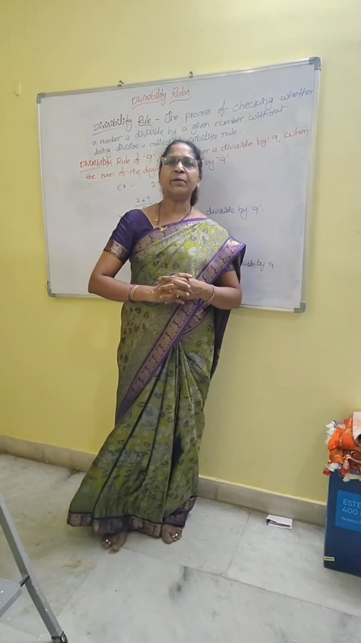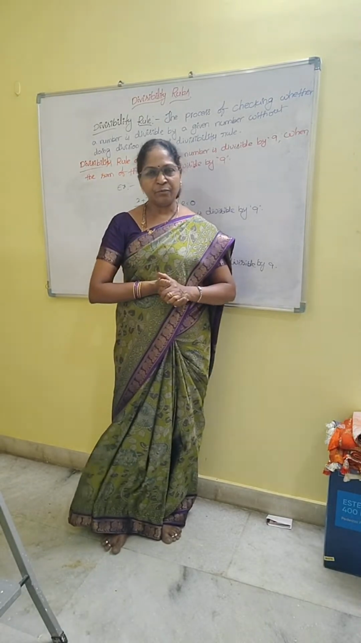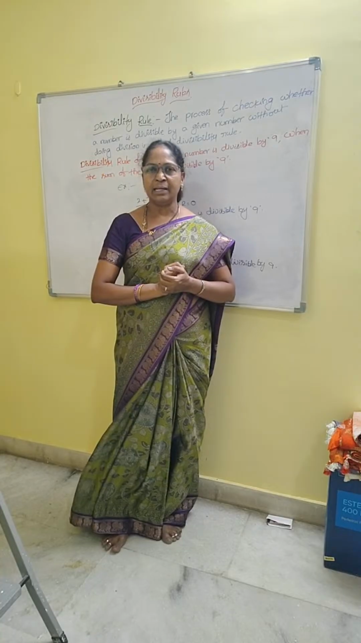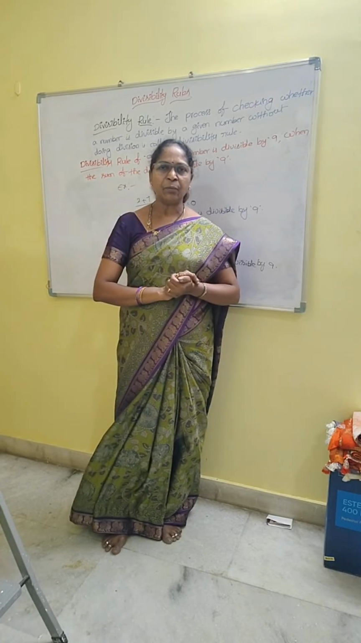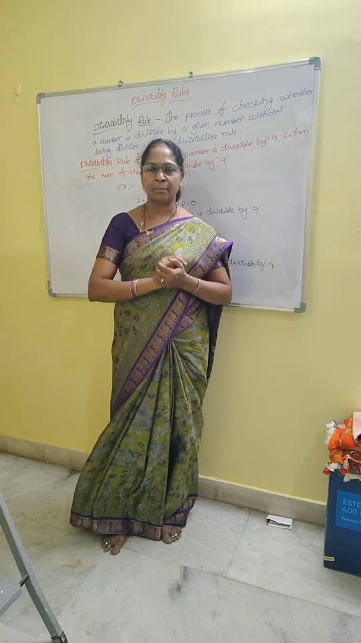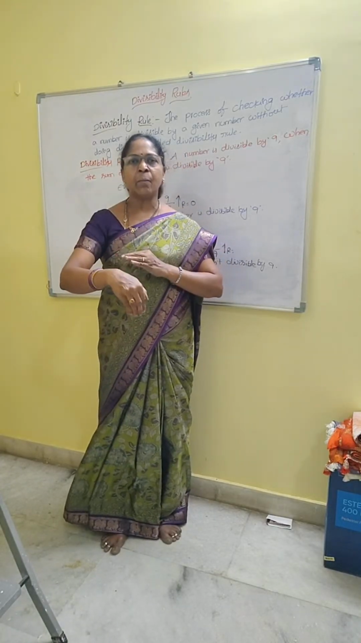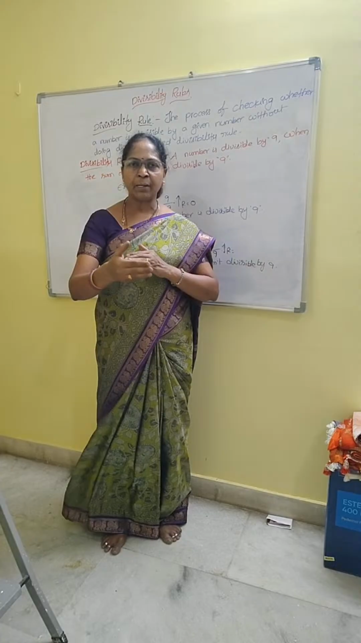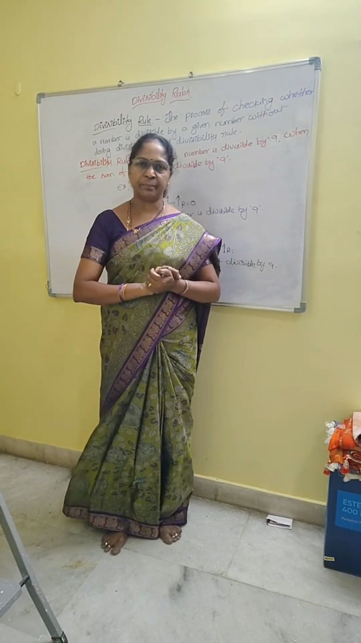So, divisibility rule of 2. A number is divisible by 2 if the unit digit place of the number is an even number. If the unit digit place of the number is an even number, then only the number is divisible by 2. This is the divisibility rule of 2.